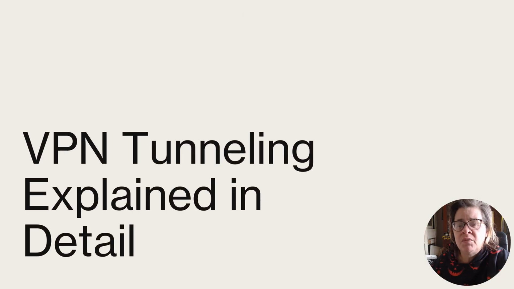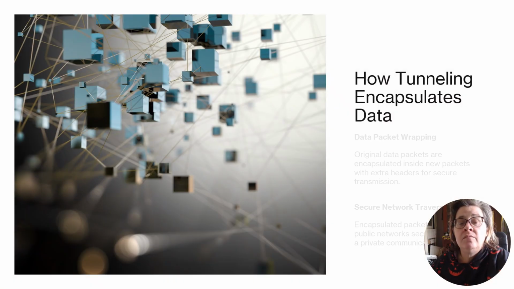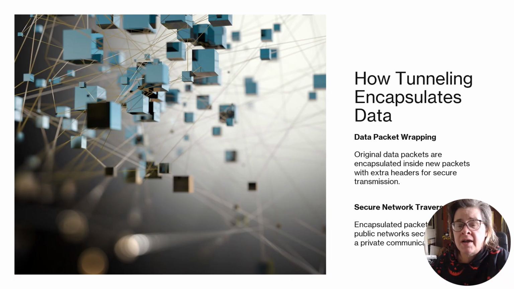The following section explores the tunneling process in depth, including how data is encapsulated, the difference between transport and tunnel modes in IPsec, and the concept of split versus full tunneling. Tunneling wraps original data packets inside new packets with additional headers so they can securely traverse public networks, effectively creating a private communication channel. Okay, so that's what tunneling means. You are going through a public network to create a private communication channel. You can have dedicated private networks too, but that's not what we're covering right now.